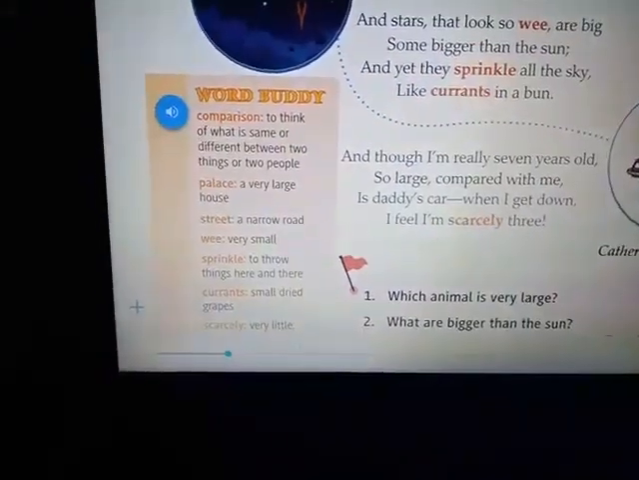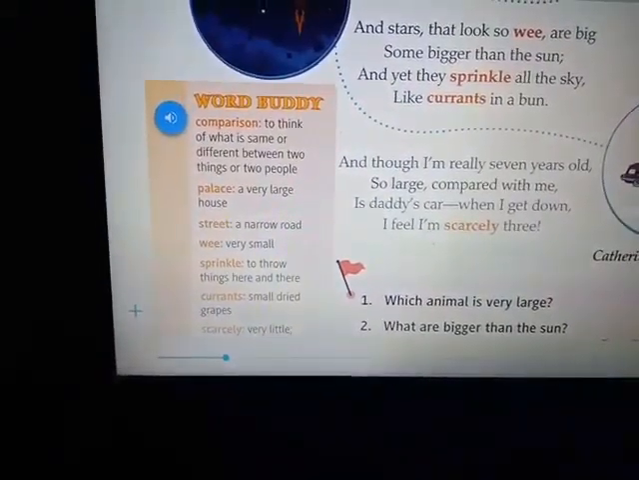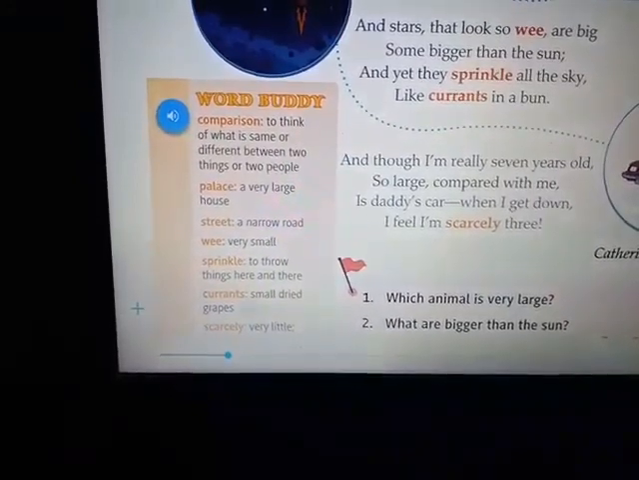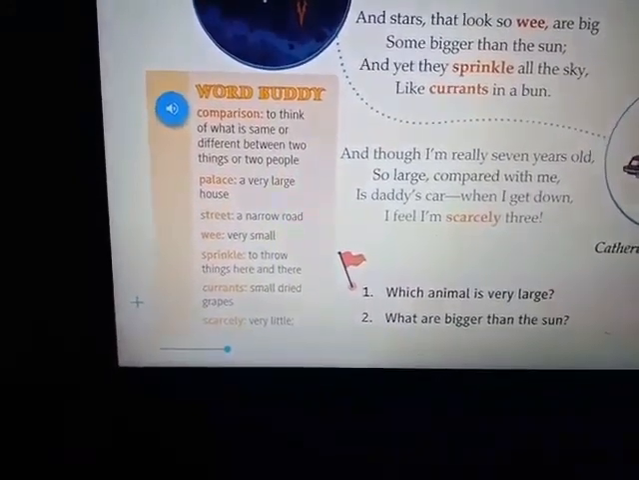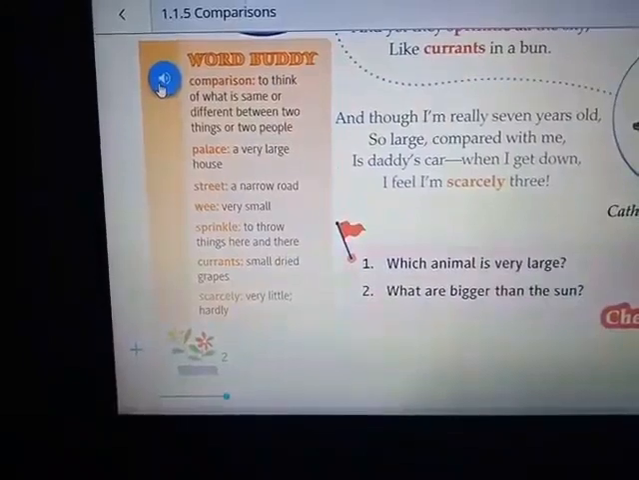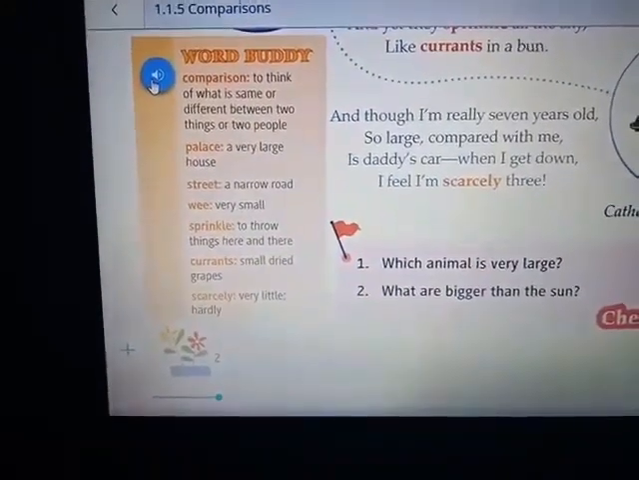So kids, now we have read the poem. Now I would like to show you the word body of this poem. Let's see the word body of the poem.